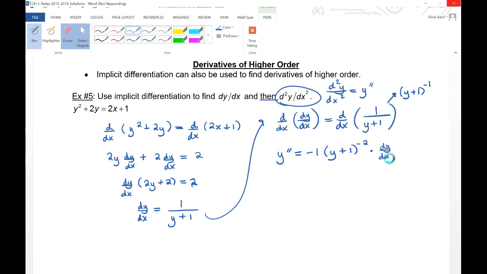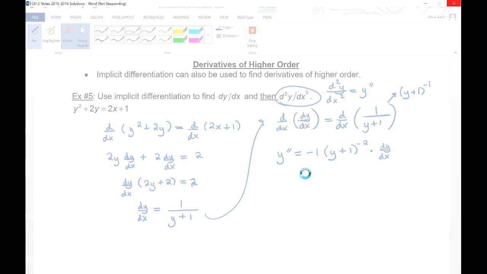So now, we know what dy dx is. It's 1 over y plus 1. We plug it back in. Write negative 1 over y plus 1 squared times 1 over y plus 1. And can you combine that? Yeah. Y plus 1. Good. So you end up with negative 1 over y plus 1 cubed.